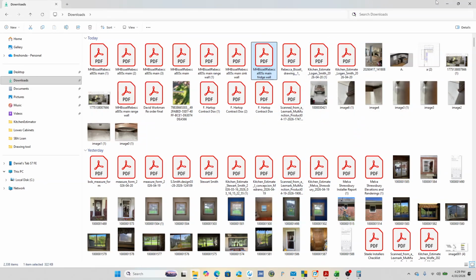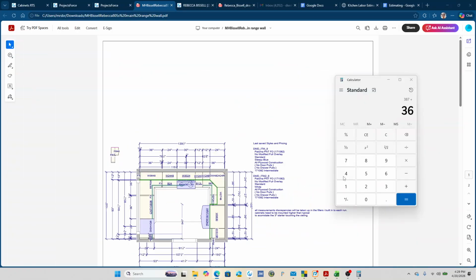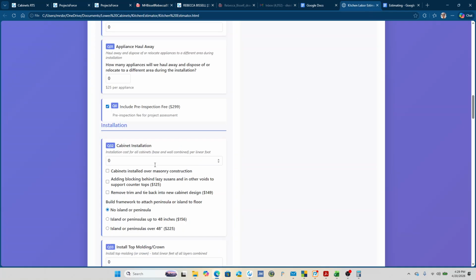All right, so we'll add our 15 twice. So we got 453 total inches of cabinets. Divide that by 12. There's 37.75 feet of cabinet. So in our kitchen labor estimator, 37.75, that's going to be 38 feet.